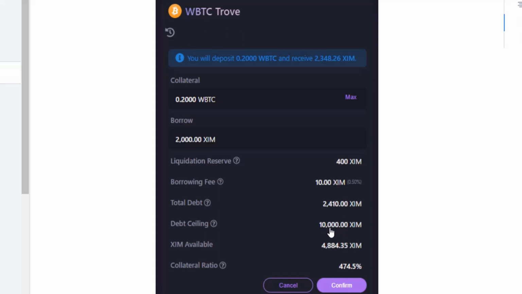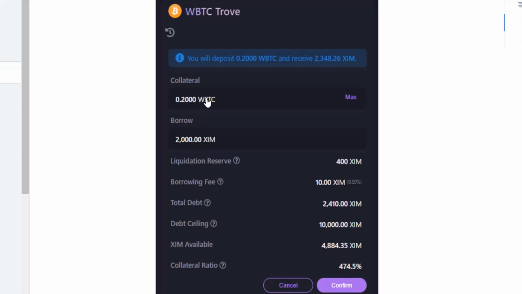Now, again, this number is probably different when you come to interact here. And this is probably something that governance will be able to change in the future. Like, we want more wBTC backing, so they would just keep raising this number. This is the total amount of XIM that can be minted with wBTC. And this is the available amount of XIM that currently can be minted. So it's basically this number minus all the people who have borrowed XIM versus wBTC. And this is basically how much you could take if you put enough collateral inside there. So keep that in mind.